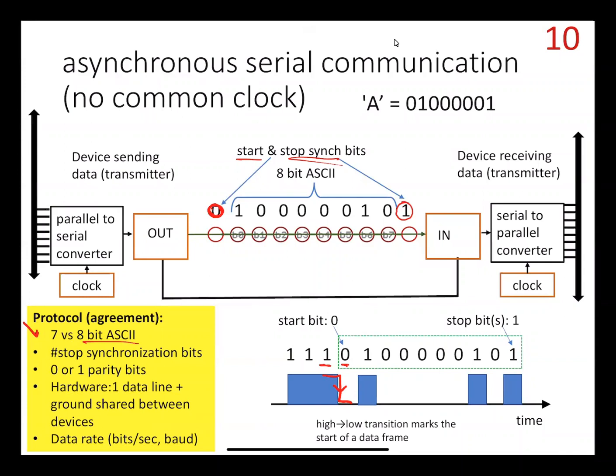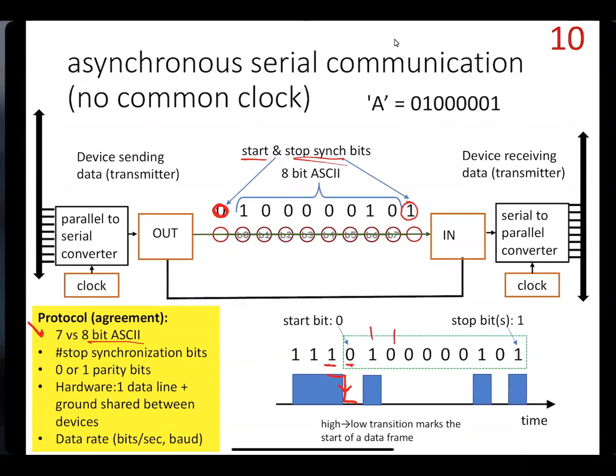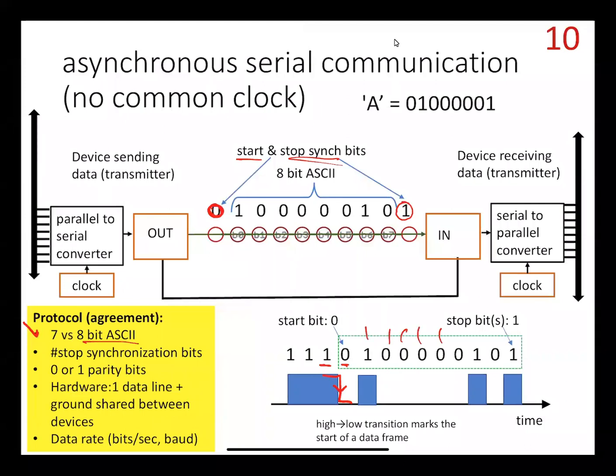And then it just starts counting bits: 1, 2, 3, 4, 5, 6, 7, 8. And then it says, okay, I'm looking for a stop bit, and that's going to represent a low to high transition, and that represents my frame. So we have our 8 bits of data that are framed in between this start and stop bit, which serve as synchronization.